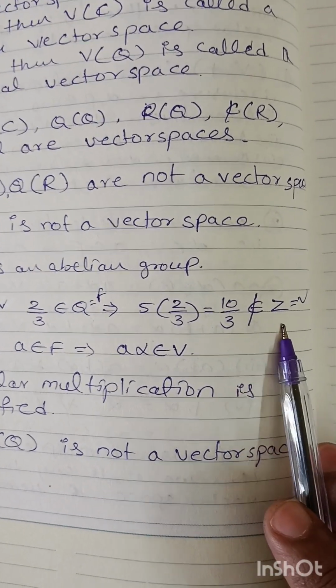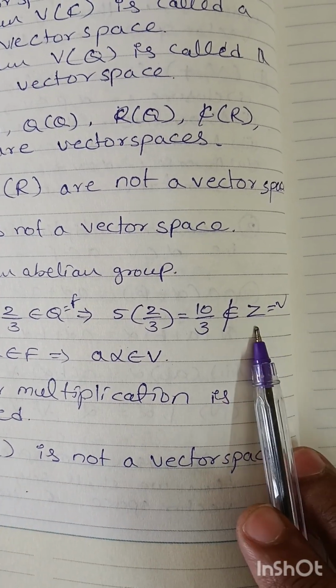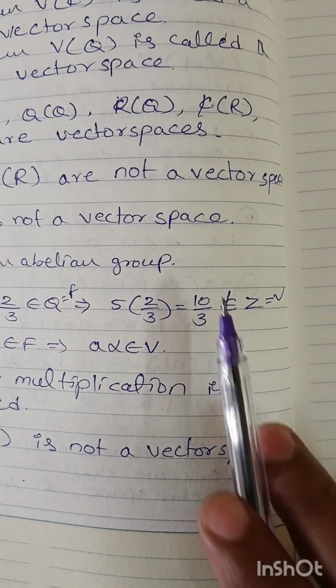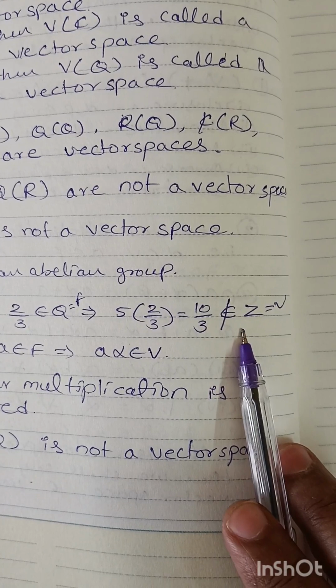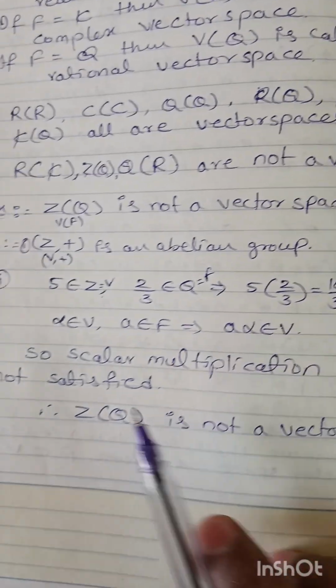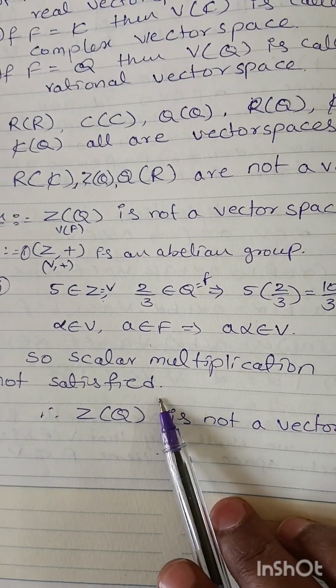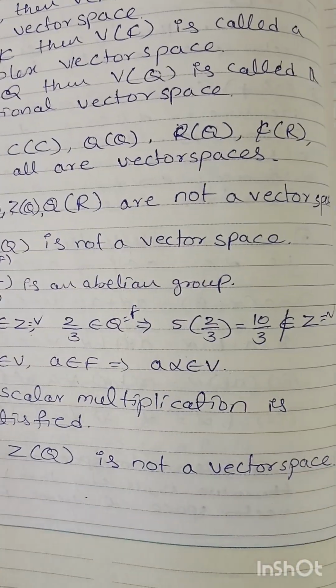So why? Because here Z is the integer set. Integers are not in the form of p by q. So that's why it does not belong to Z. So scalar multiplication is not satisfied. Therefore Z over Q is not a vector space.